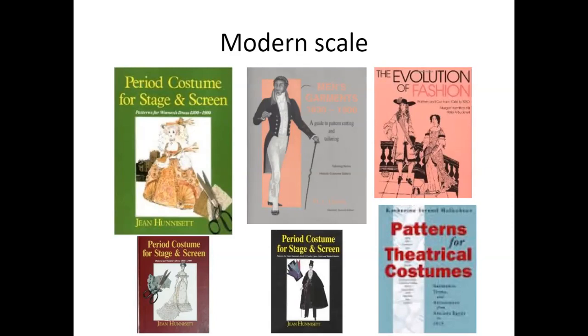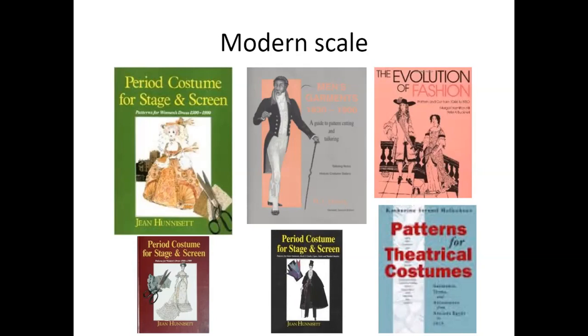The pink book on the right, The Evolution of Fashion and the Patterns for Theatrical Costumes, are really great books for high school teachers because they take those garments and they simplify them. They simplify them and they make them to a modern body shape and size. So you're not having to do the multiple steps of a sloper and looking at the pattern and drafting it to a different size and laying it out. On this one, you can just blow them up and they will fit.